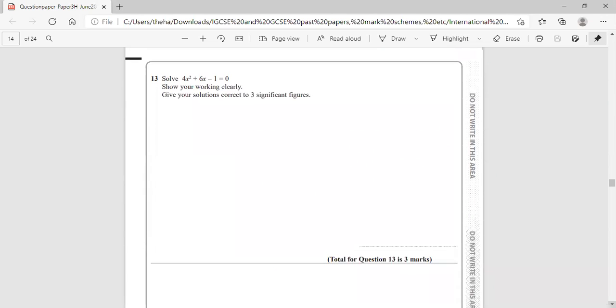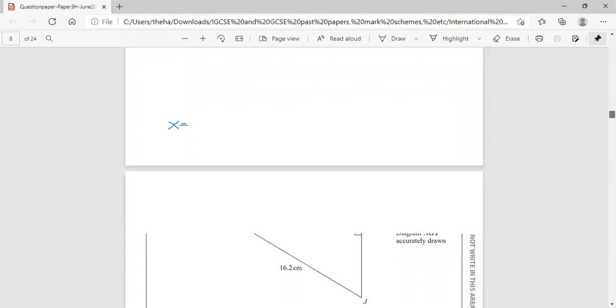So question 13: solve 4x squared plus 6x minus 1 equals 0. Show your working clearly. Give your solutions correct to 3 significant figures. So this is pretty simple. We just have to use the quadratic formula. They give this to you in the formula book, by the way. So we've got x equals, let's go have a look at it actually. Okay, x equals, and then we've got a fraction.